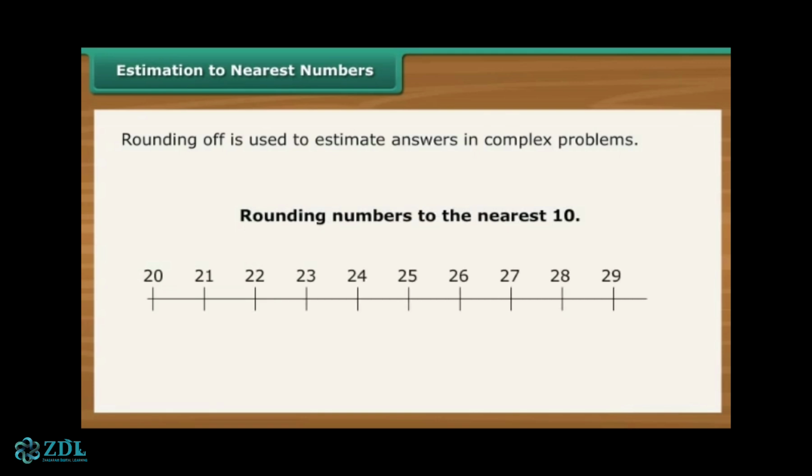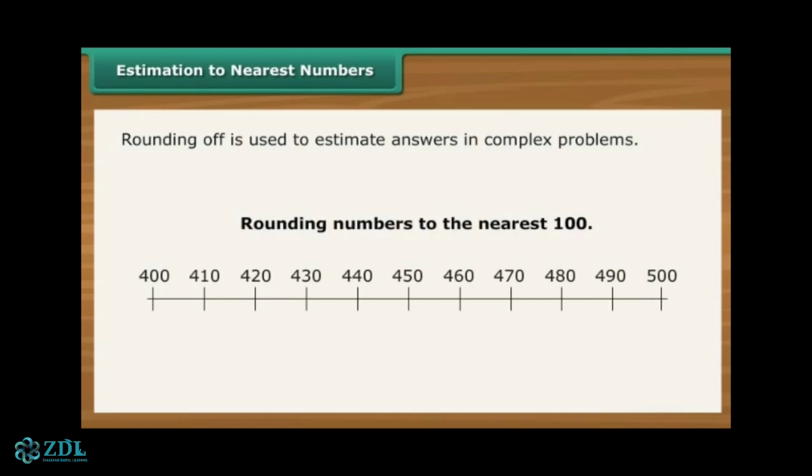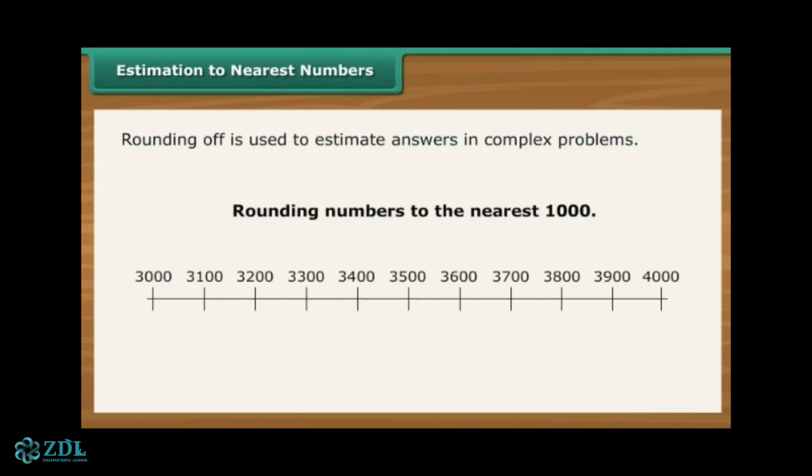Rounding numbers to the nearest 10 means finding which 10 they are nearest to. For example, 23 rounded to the nearest 10 is 20. Rounding numbers to the nearest 100 means finding which 100 they are nearest to. For example, 423 rounded to the nearest 100 is 400. Rounding numbers to the nearest 1000 means finding which 1000 they are nearest to. For example, 3800 rounded to the nearest 1000 is 4000.